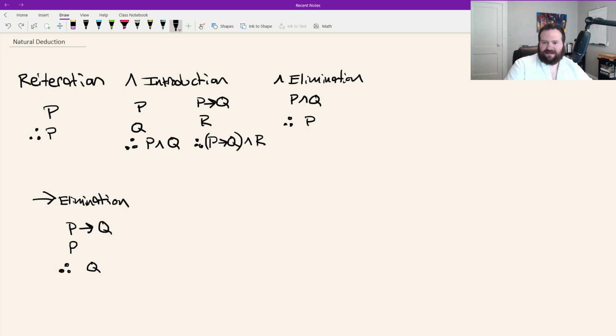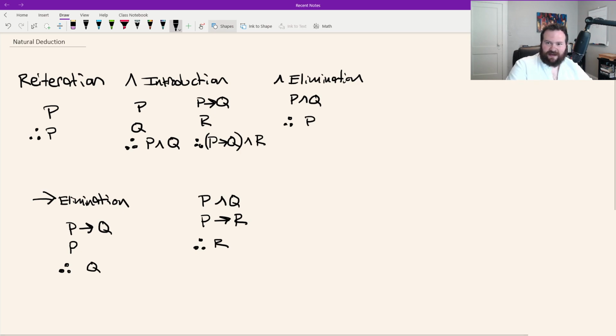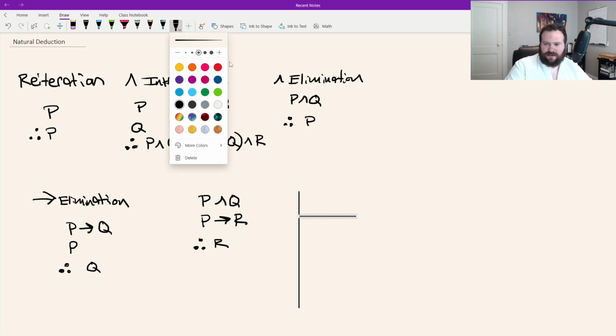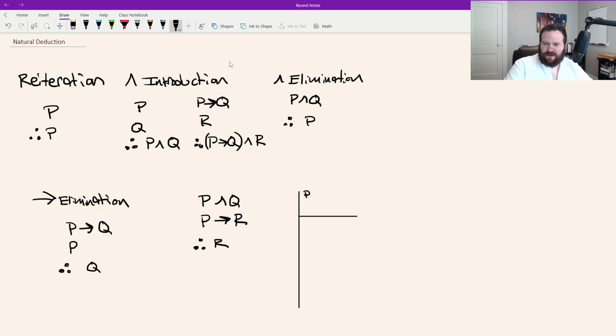All right, so now we can start to build these things together. Let's say you have something like this. Premise 1, P and Q. Premise 2, if P, then R. Okay? Conclusion, R. We have enough tools now that we can actually prove this. So let's do so. We get our vertical bar first. Then we need a horizontal bar indicating our premises have been assumed. Premise 1, P and Q. Premise 2, if P, then R. And we're trying to derive R.